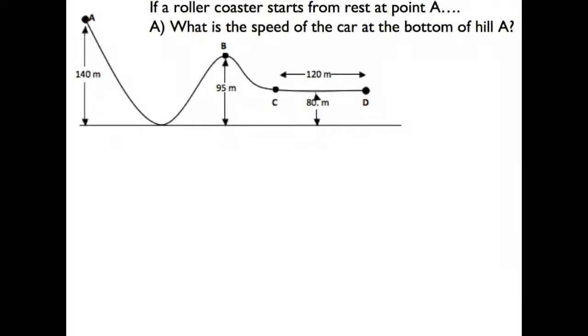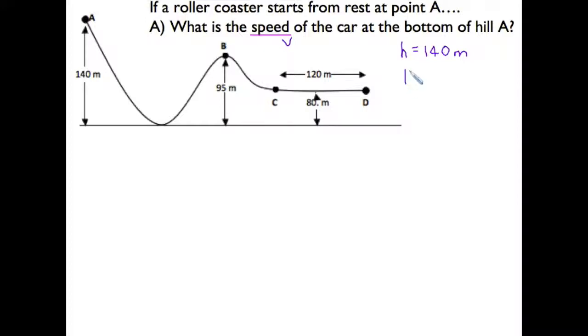So in this problem, we have a roller coaster that's starting from rest at point A. And then we want to find the speed of the car at the bottom of the hill. Okay, so we're looking for a velocity. So they haven't given us that much. They've given us that our height is 140 meters and we started at rest.